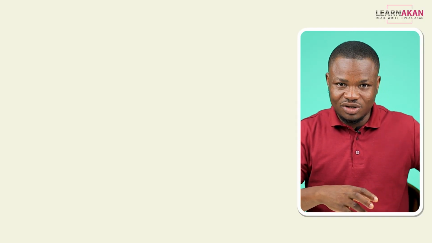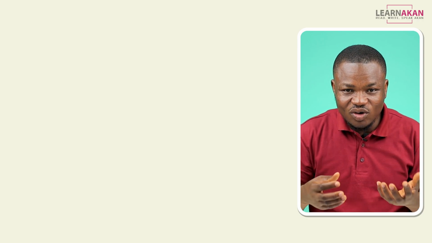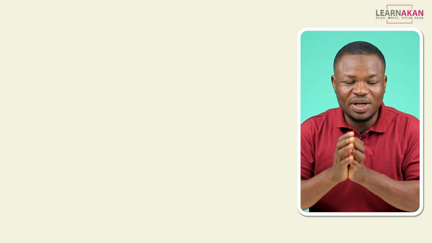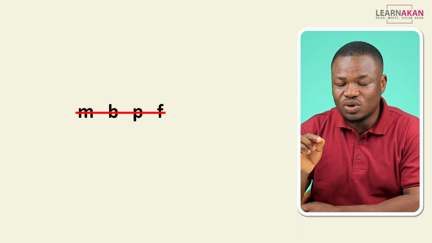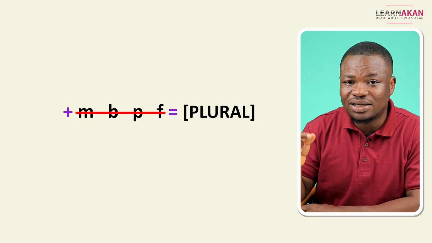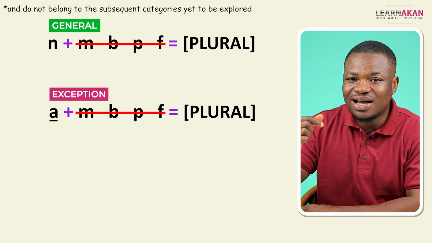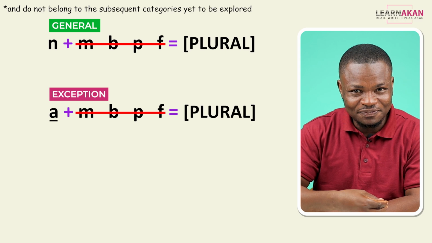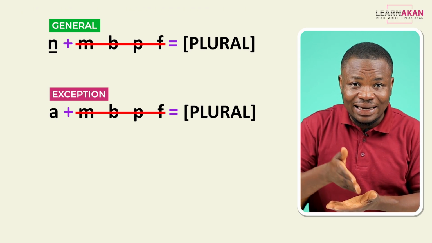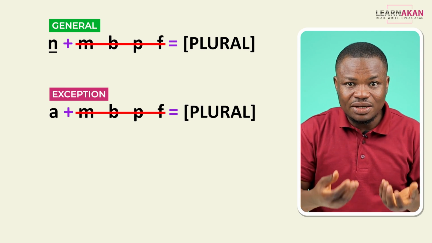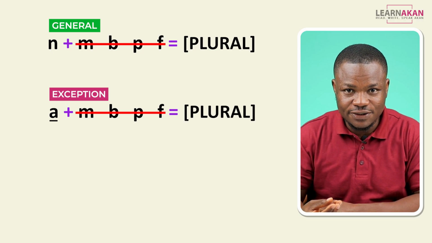Just like in the previous category, for singular Twi nouns that do not begin with n, b, p, nor f, we don't form their plurals by attaching the letter n in front. We tend to attach the letter a as in a instead. So instead of attaching n in front, for the exceptions, we tend to attach a in front.